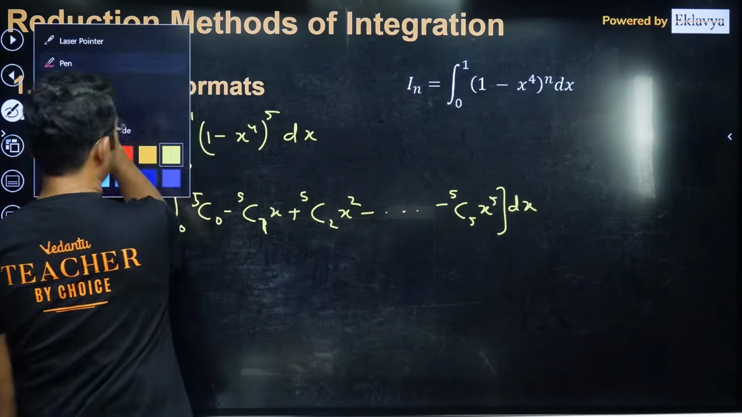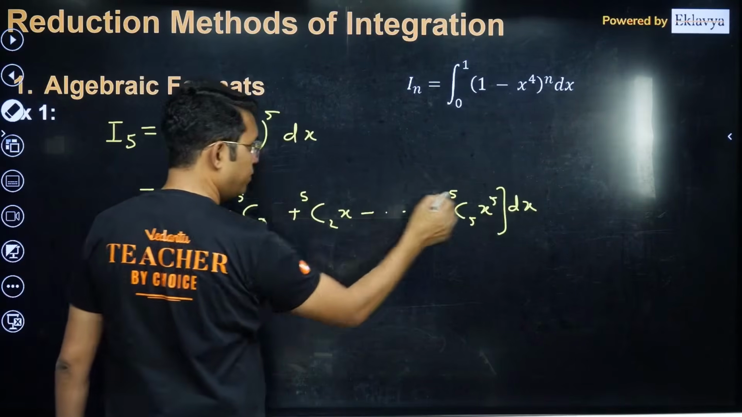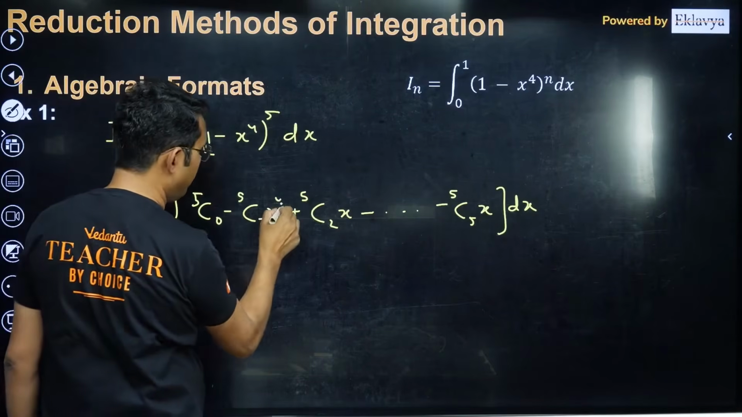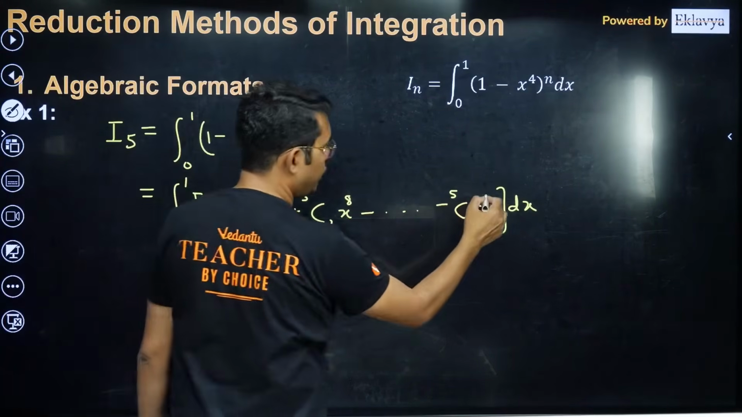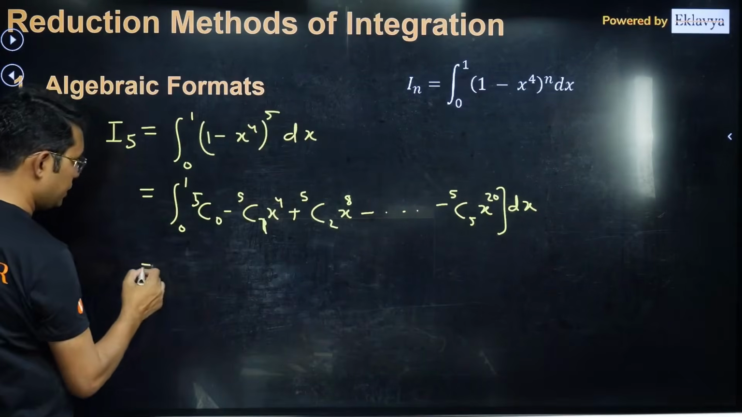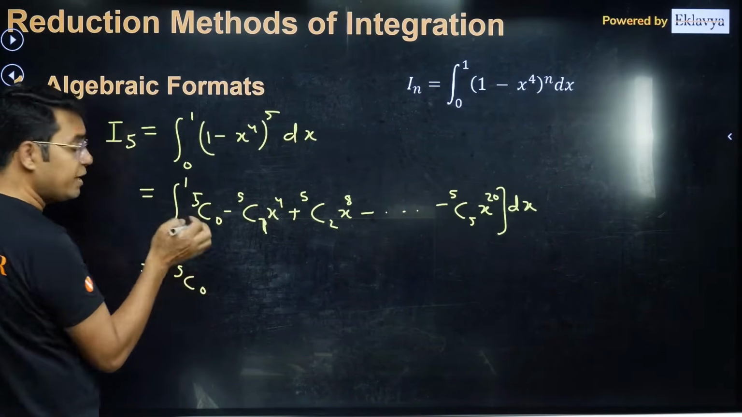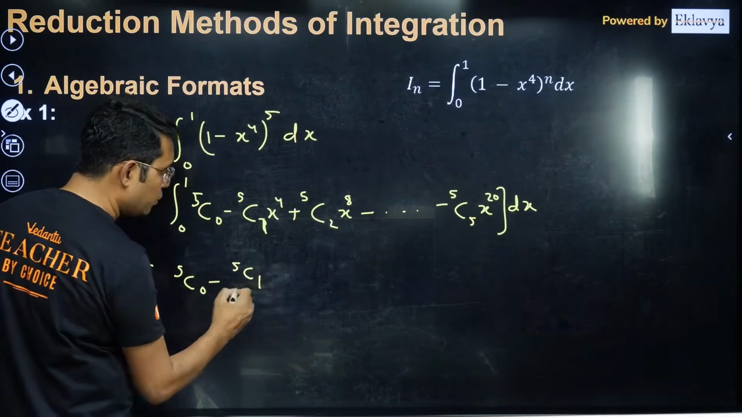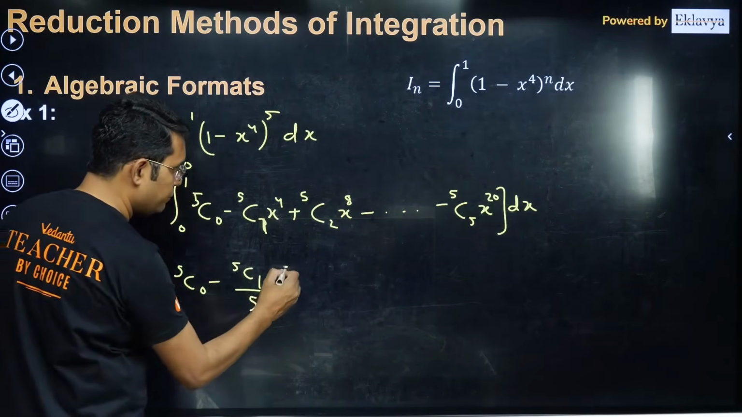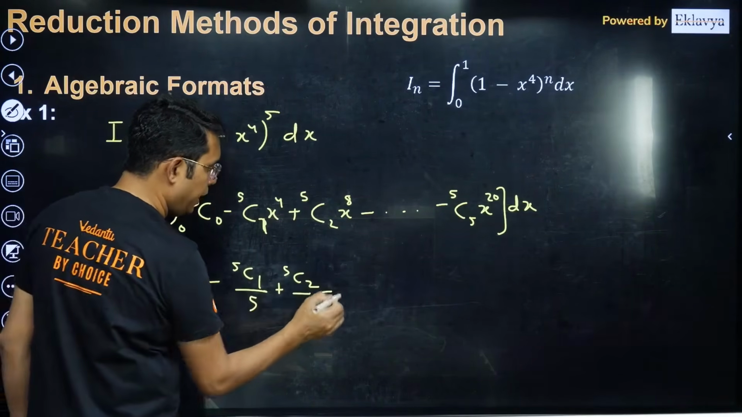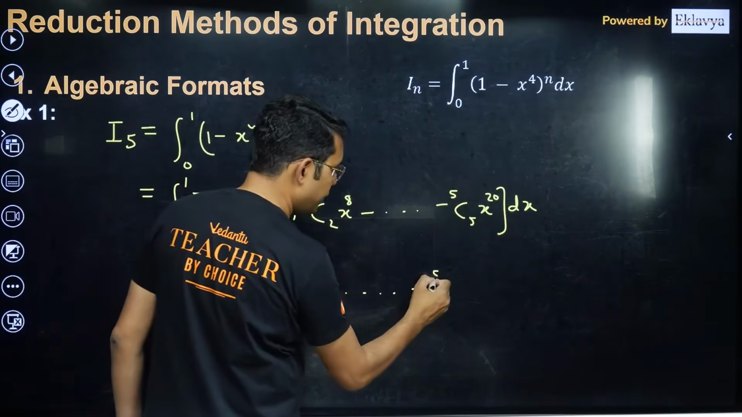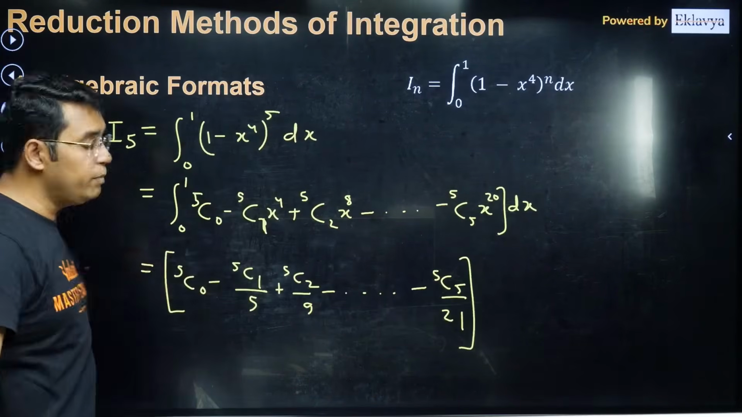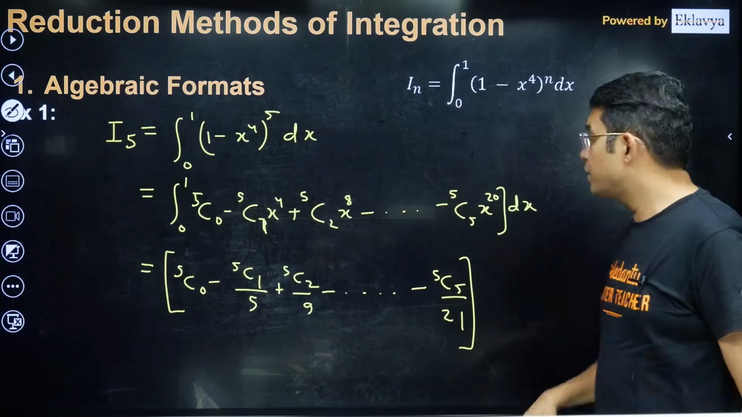I think I have done something wrong here. Yeah, I have done many wrong things here. So the powers will not be x, it will be x⁴ here, it will be x⁸ here, and it will be x²⁰ here. Now if you do the integration, this will be 5C0 into x from 0 to 1 limit, so it will be just 1. Here 5C1 into 1 upon 5, then 5C2 upon 9, and so on. In the last, it will be 5C5 upon 21. So this is what we are getting if we do it by the method of the binomial theorem.